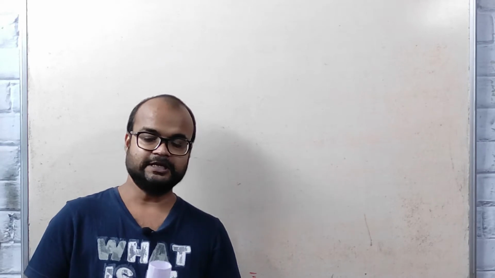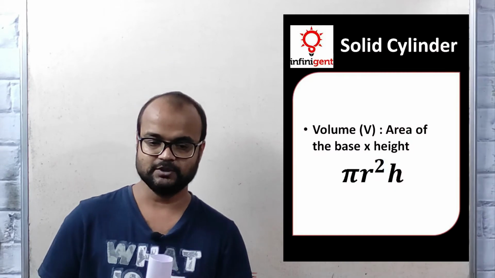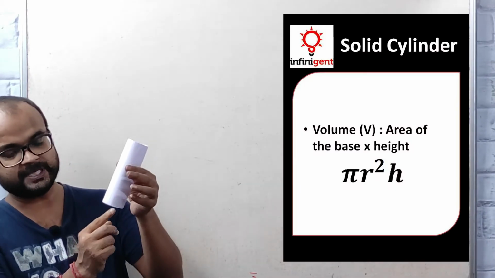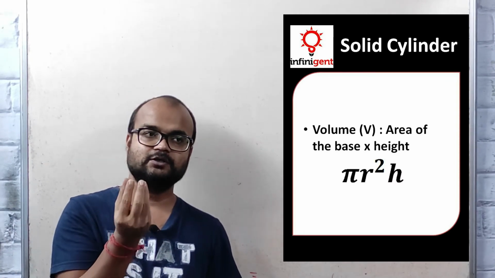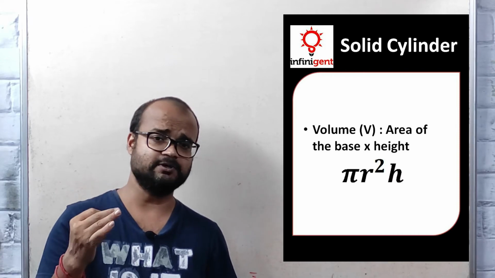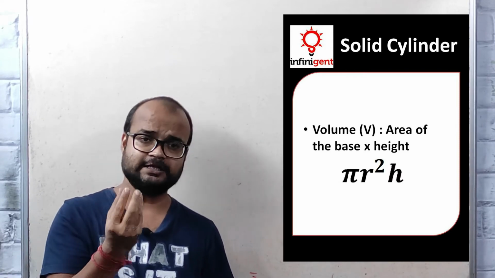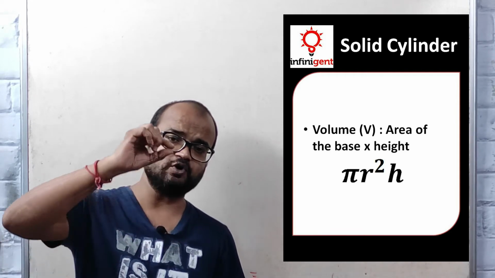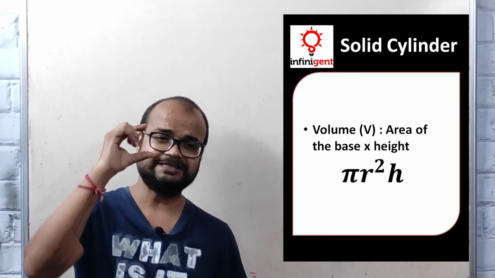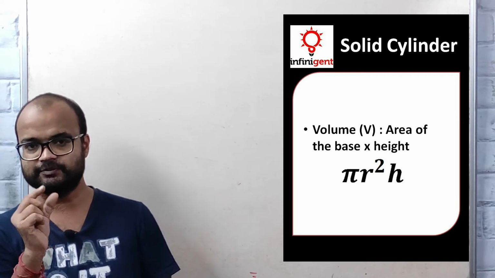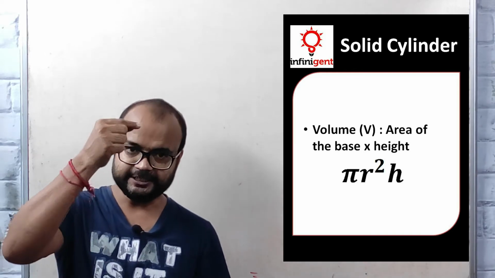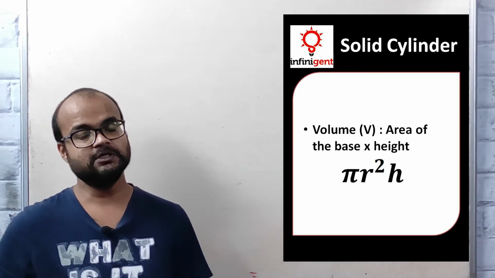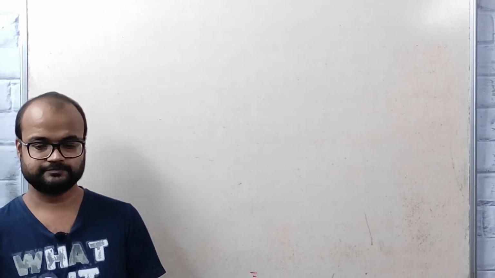And in case of a solid cylinder, we have our third formula, which is the volume. Volume means area of the base into height. Now suppose a coin is of negligible height, it is a circle, and if you place 10 coins one after another, then the shape looks like a cylinder. That means pi r square, the area of a circle, into h will give you the volume of a solid cylinder.